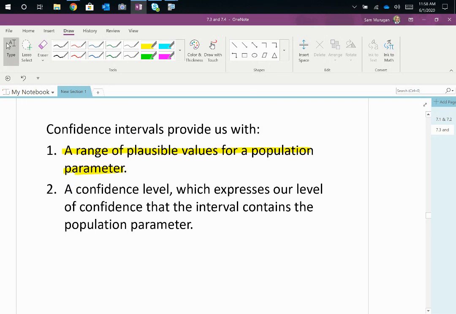Now, here it gets important. A confidence level expresses our level of confidence that the interval contains the population parameter. That interval that we selected, where 95% is the industry standard. 95% is the general standard if you're not given a confidence interval.